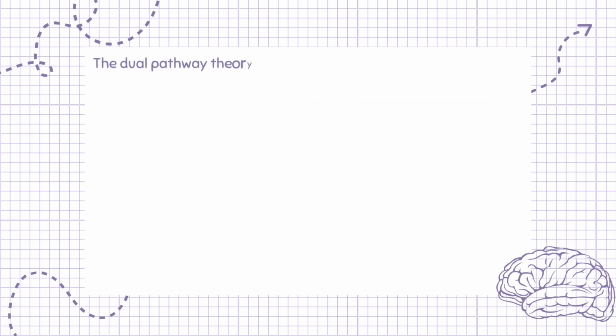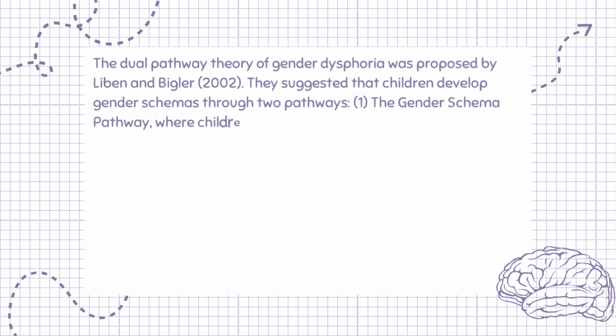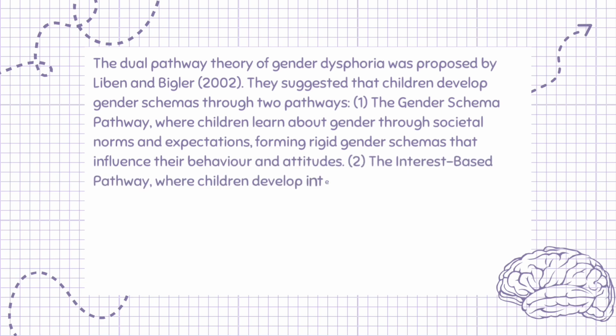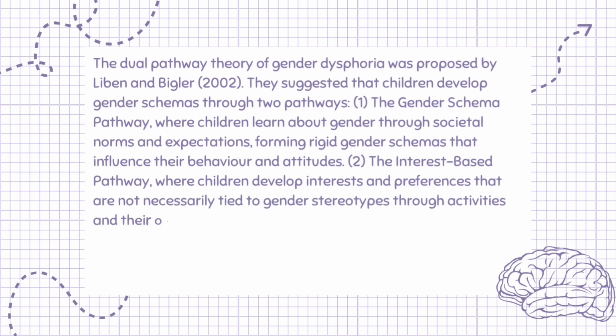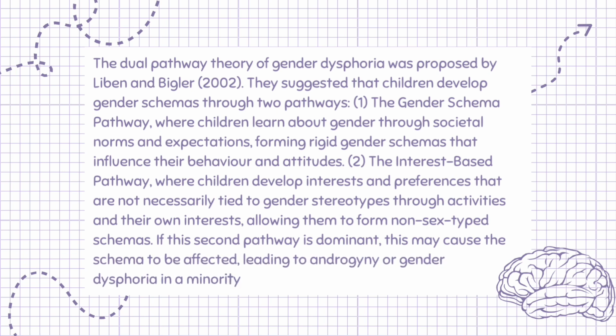The dual pathway theory of gender dysphoria was proposed by Liben and Bigler, 2002. They suggested that children develop gender schemas through two pathways. 1. The gender schema pathway, where children learn about gender through societal norms and expectations, forming rigid gender schemas that influence their behavior and attitudes. 2. The interest-based pathway, where children develop interests and preferences that are not necessarily tied to gender stereotypes through activities and their own interests, allowing them to form non-sex-typed schemas. If this second pathway is dominant, this may cause the schema to be affected, leading to androgyny or gender dysphoria in a minority of children.